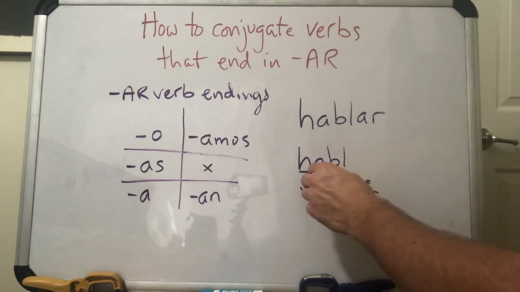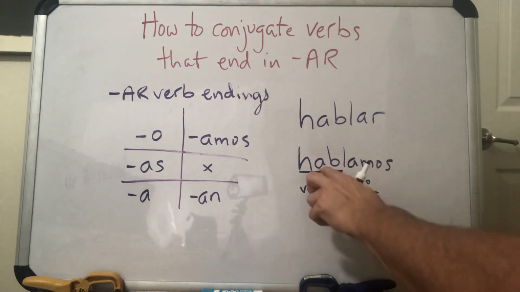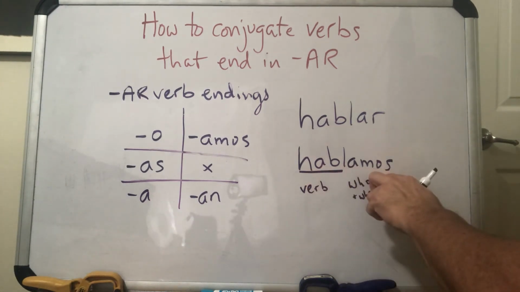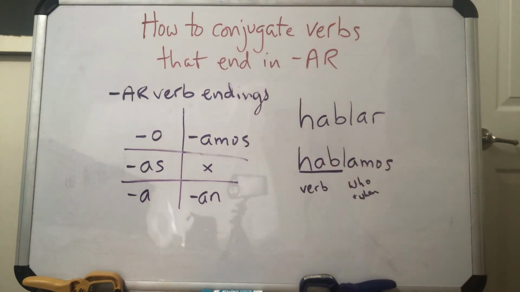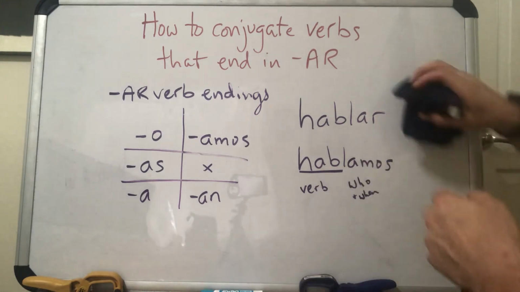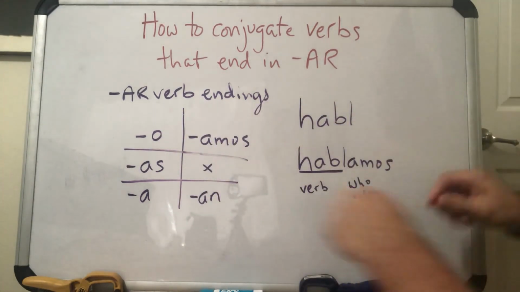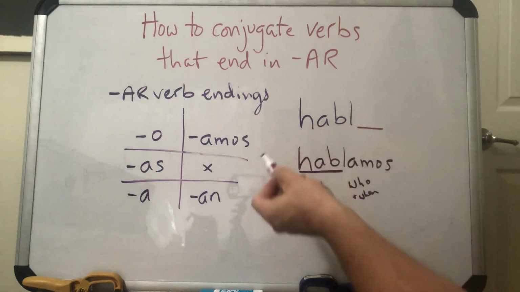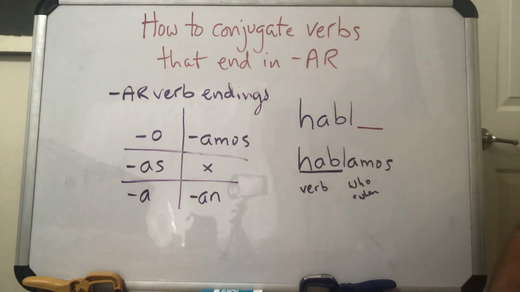So if I come up here and add amos to the end, hablamos, we still know it's talk. My verb hasn't changed. But now we have a different who, and that would be we talk. So hablamos means we talk. That's AR verbs. Remove the 2-letter ending, and then add one of these endings to the stem. And again, it's not just random. You have to pick the ending of who it is that's talking.